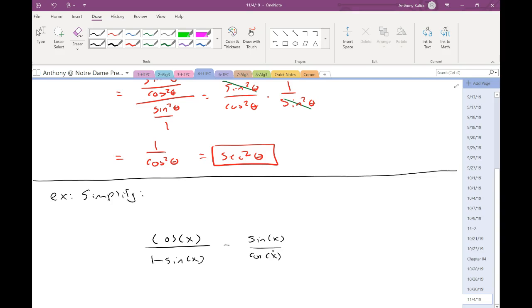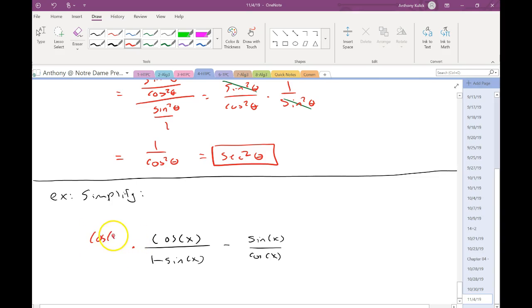I would do an algebra thing first. Right now I have 2 terms, right? Those 2 terms are fractions. If I want to turn them into 1 term, I would need to make a common denominator so I could subtract those 2 fractions together. That's what I would do first. What would the common denominator be in this situation? Exactly. 1 minus sine x times cosine x.